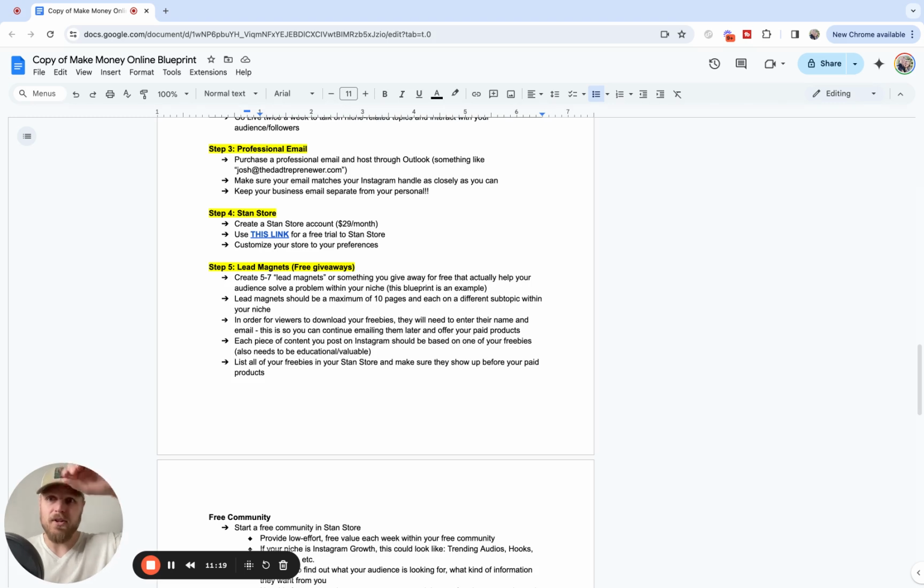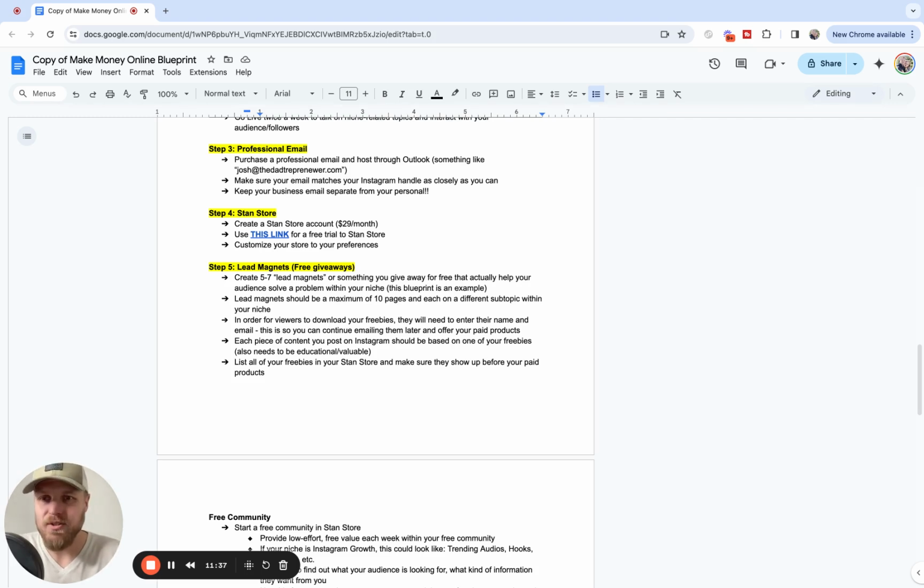Okay. And then step 5, you're going to create lead magnets or free giveaways. A lot of people use the term freebie. I hate the word freebie. It makes it sound cheap. I just don't like the word freebie. A lot of people use that though in this industry.